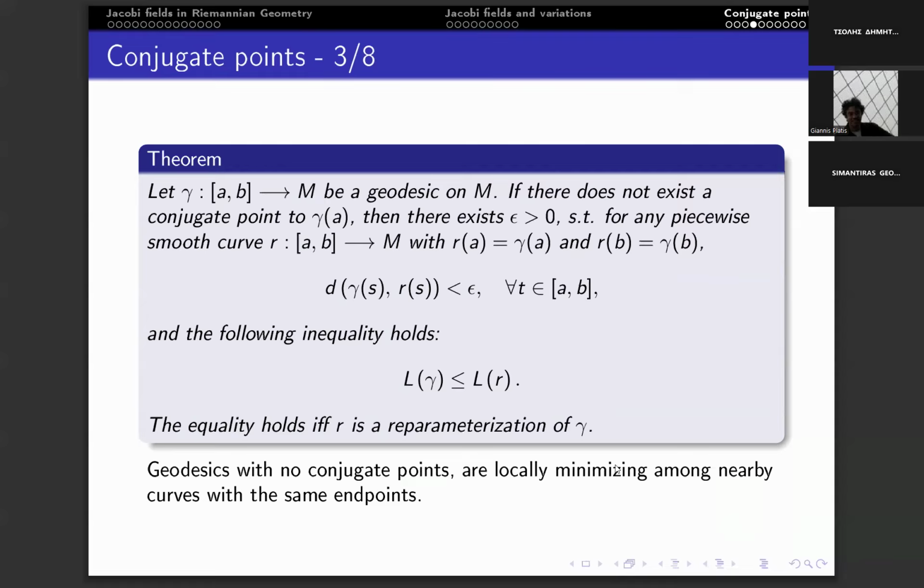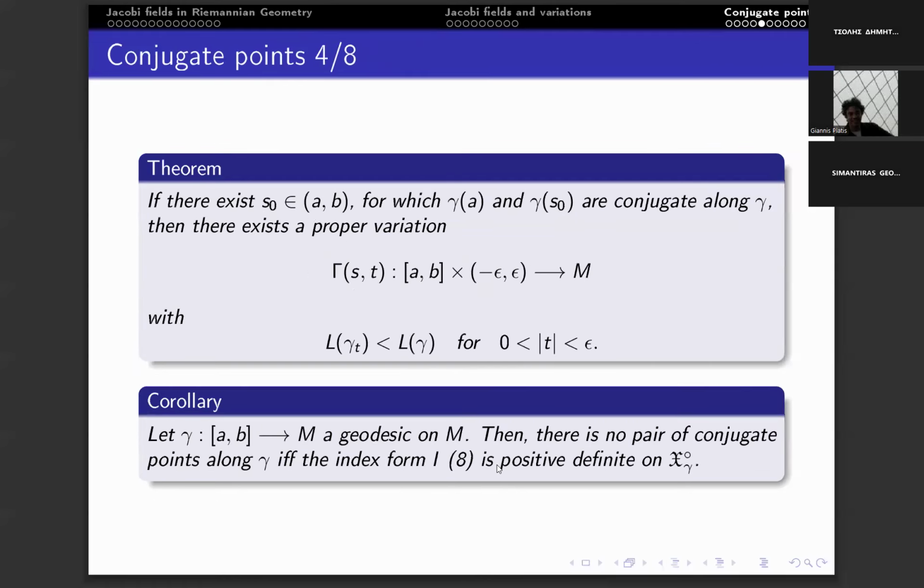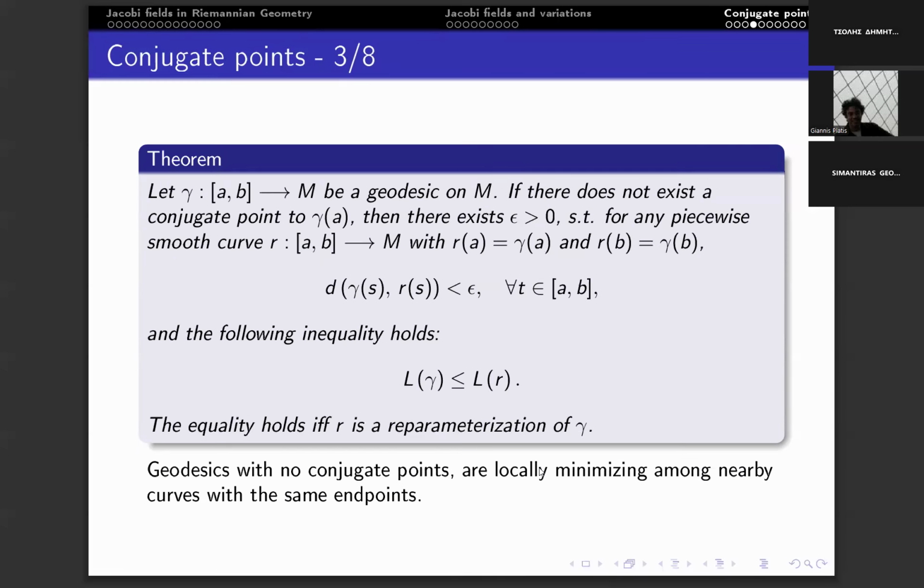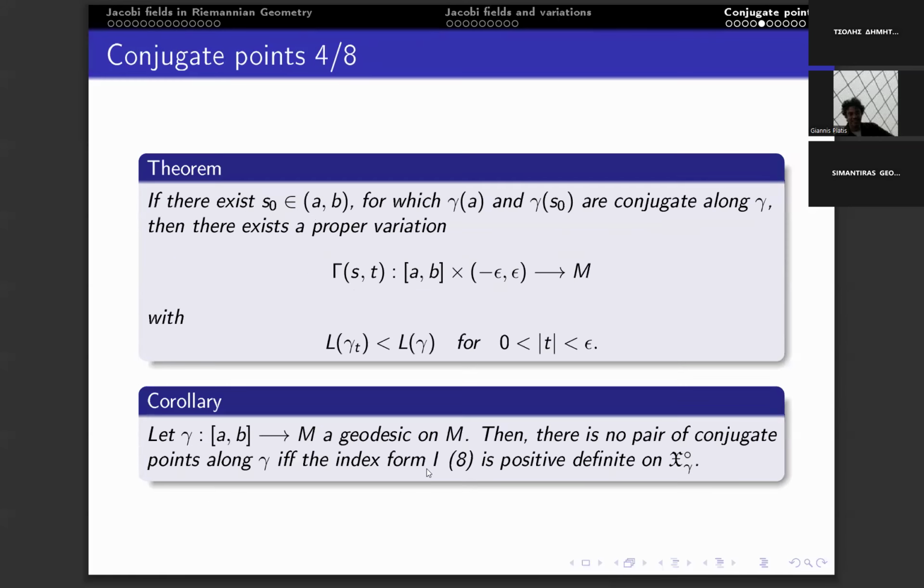So we have this theorem, also one of our main theorems, that states that geodesics with no conjugate points are locally minimizing among nearby curves with the same endpoints. This is the locally minimizing property. But the existence of conjugate points lets this property fail. So the geodesics fail to be locally minimizing.